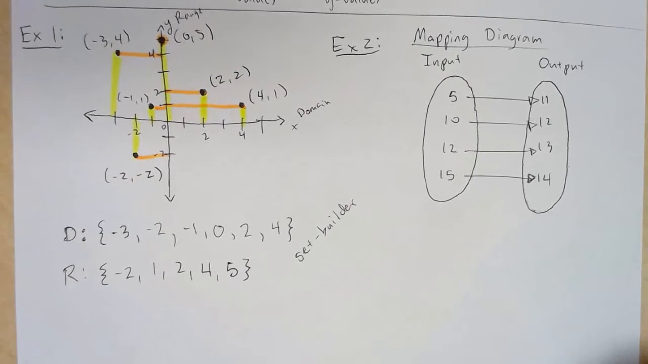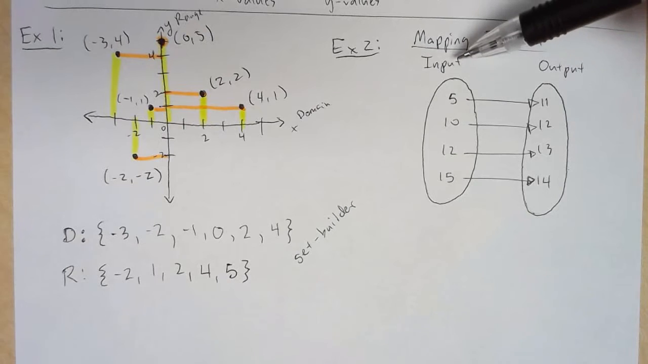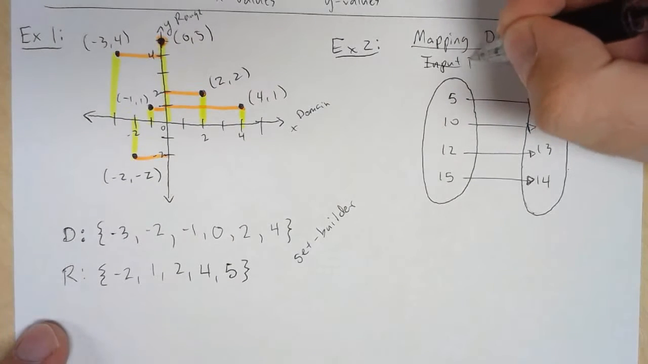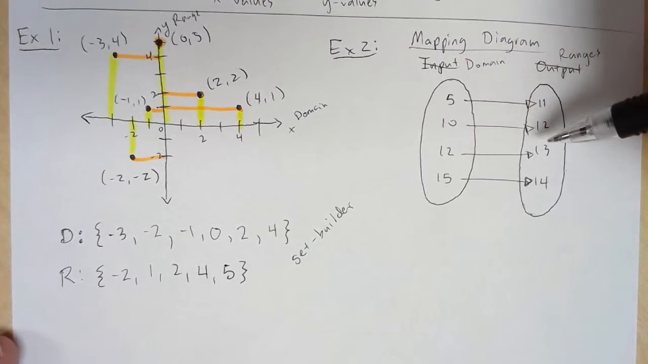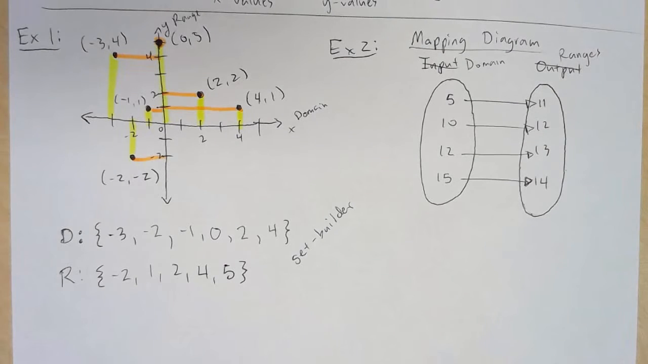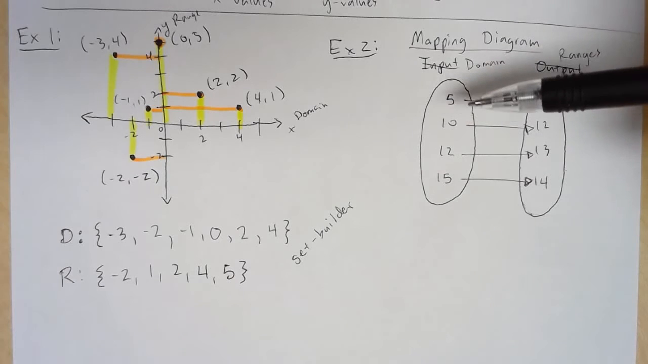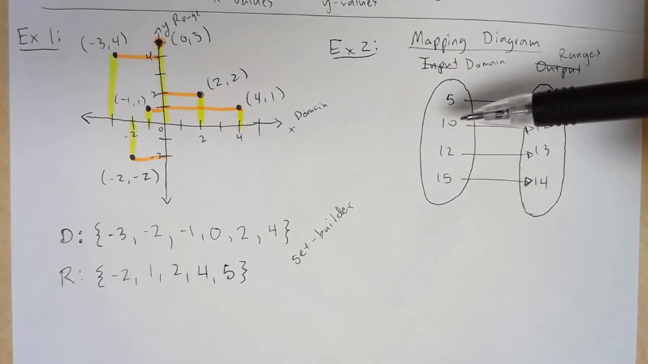Okay, example 2. Example 2 is what's called a mapping diagram. You may not have seen this before. All it says is we have our inputs for our domains, really we should call these, and our outputs for our ranges. 5 goes to 11, 10 goes to 12, 12 goes to 13, 15 goes to 14. The one thing you should notice about this is that mapping diagrams do not include any sort of pattern. So if 5 just goes to 11, there may not be any rhyme or reason, and maybe we can find a function that'll say, hey, multiply by 2 and add or subtract or whatever to get to that value over here for our input to our output.